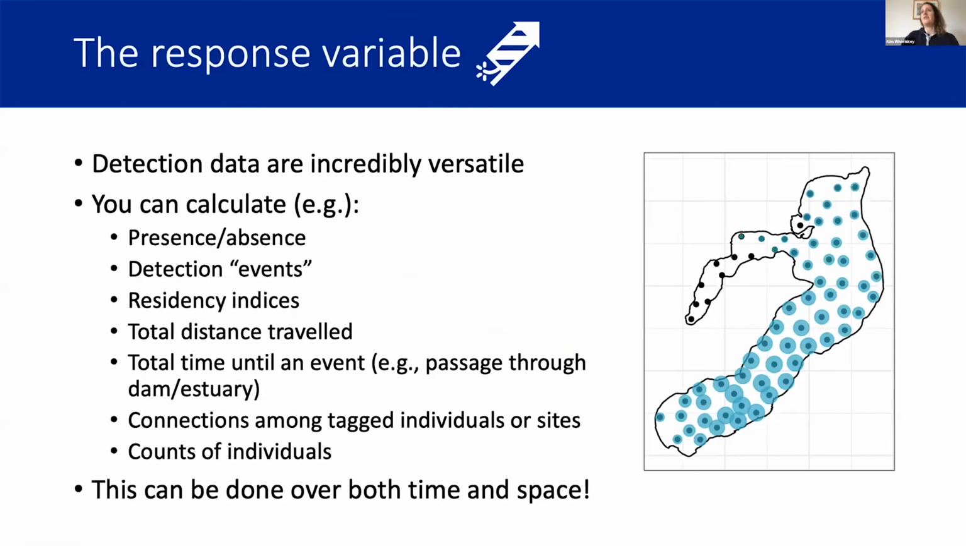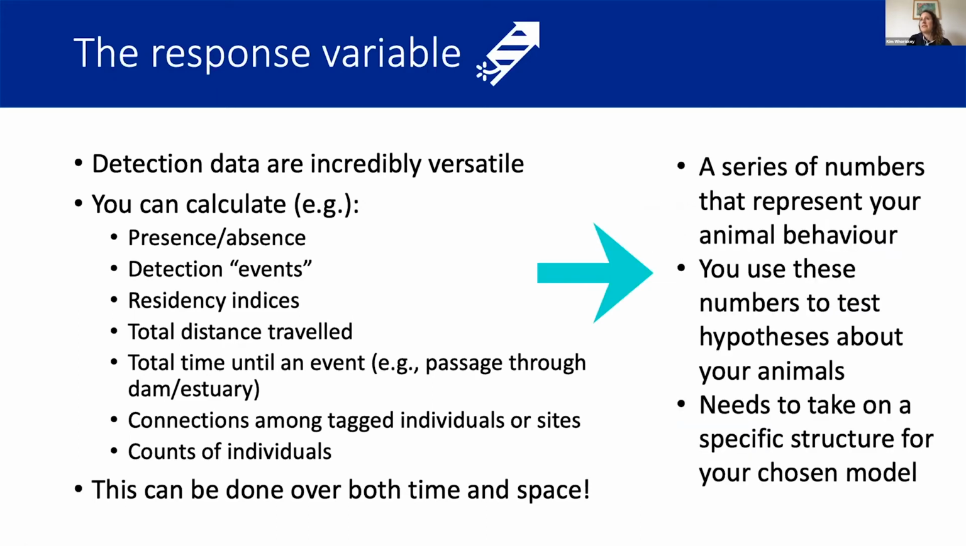And then we go into the response variable and detection data. We're pretty lucky. They're very versatile. So we can calculate a lot of different things from these, anything from presence and absence to counts of individuals or residency indices. And we can calculate these kinds of data over both time and space. So at each of these different receivers, within each month, for example, I can look at the number of individuals that were detected. So the response variable is a series of numbers that represents the animal behavior that we're interested in looking at. And you use these numbers to test hypotheses about your animals. And the response will need to take on a specific structure for your chosen model.